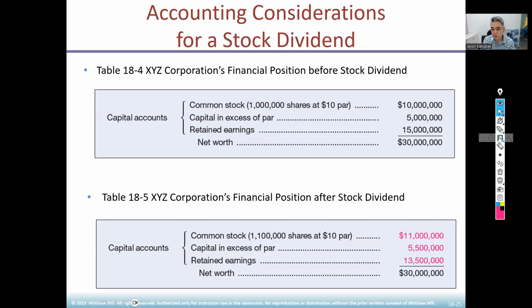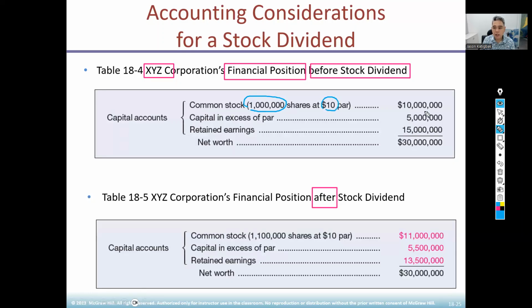And then, for example, this is the financial position or balance sheet for XYZ Corporation, before and after a stock dividend. So this is before and this is after. How does it look? Before they declare the dividend, XYZ has a million shares at 10 par. And then you have 30 million of net worth or total equity, which includes the common stock, additional paid-in capital or capital in excess of par, and then retained earnings.